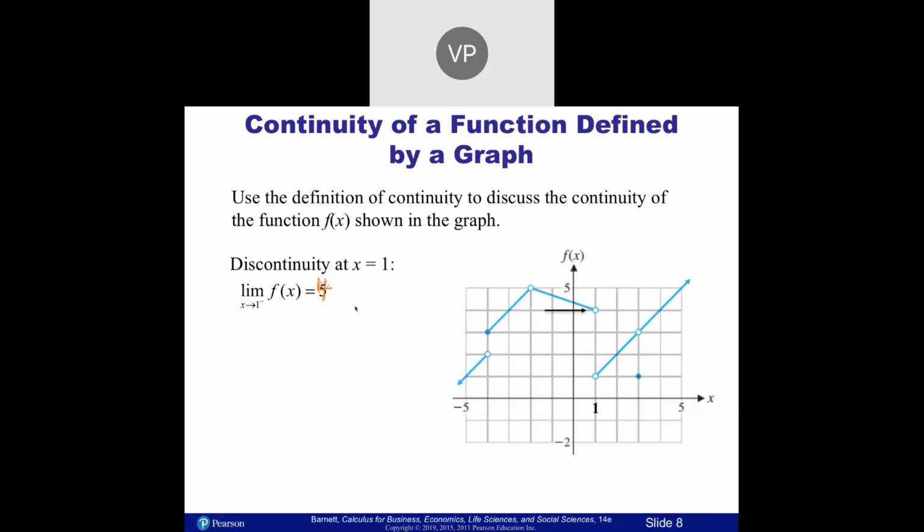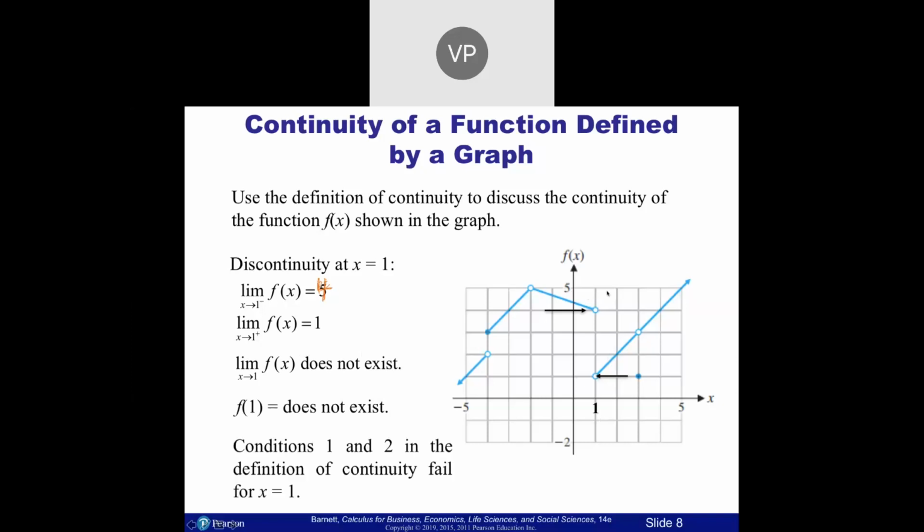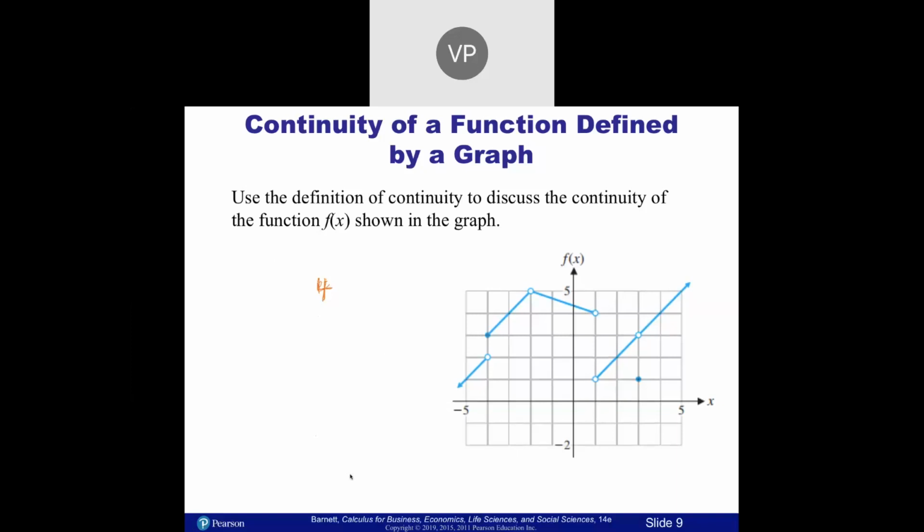So second thing, let's find the limit coming from the right. So remember, follow your function. As you're approaching 1 from the right side, it looks like it's approaching a y value of 1 also. So the limit from the left is 4, the limit from the right is 1. If they do not equal each other, then the limit doesn't exist. And f of 1 also doesn't exist. So you see here, conditions 1 and 2 fail. And by definition, if you don't have a limit, then condition 3 is going to fail as well. Okay, so let's see if they can get this last one correct.